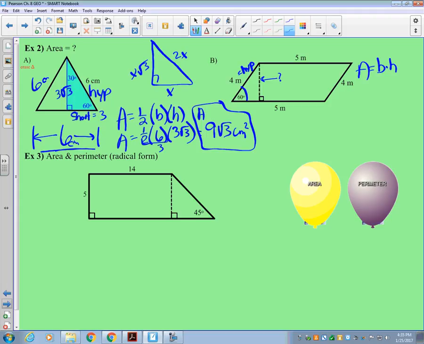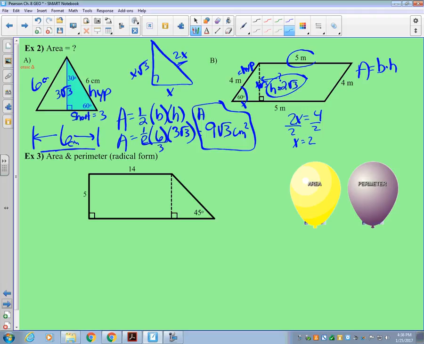So we are going to set up an equation. 2x is equal to 4 meters. x is the short side. x root 3 is the medium side. So we divide both sides by 2, and we get x is equal to 2. So our height here is 2 root 3, because it is our short side, which is 2, times the square root of 3.